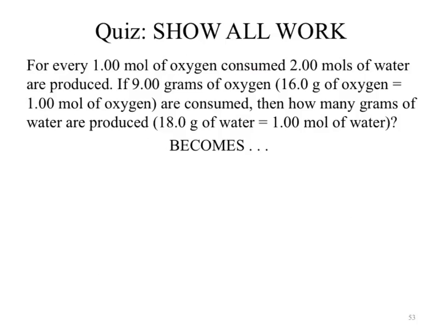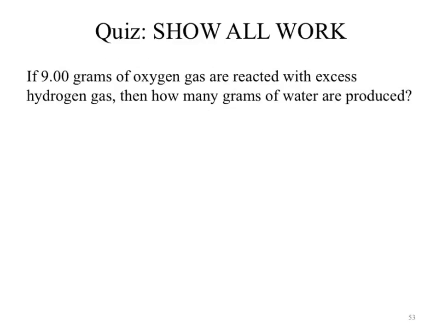I have no idea what it gave you, and I just deleted all my work. So what do we do? 9 divided by 32 is 0.33, times 2 is 0.66, times 18. I can't do that one in my head. That's going to be close to 10, because it's a little bit more than half, so it should be about 10.